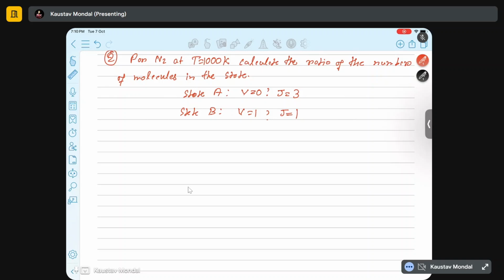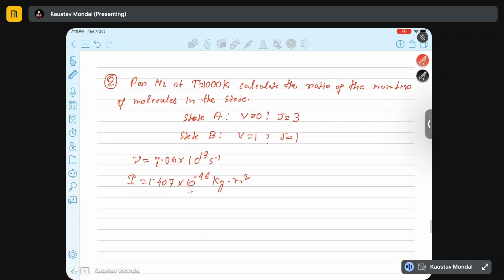So the vibrational frequency nu is 7.06 into 10 to the power 13 second inverse. The moment of inertia I is also given: 1.407 into 10 to the power minus 46 kg meter square.